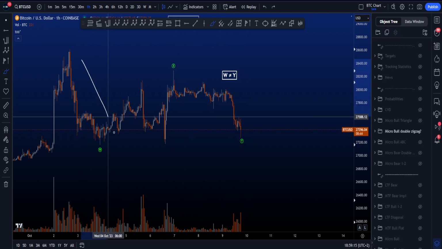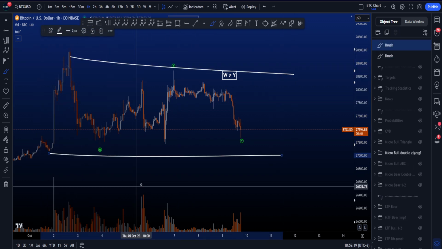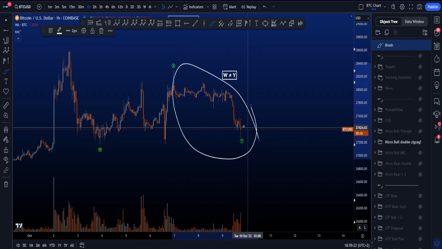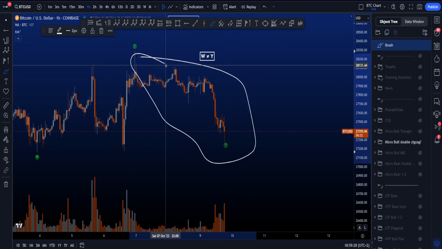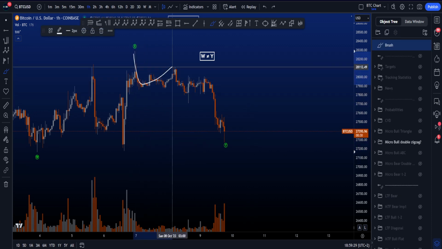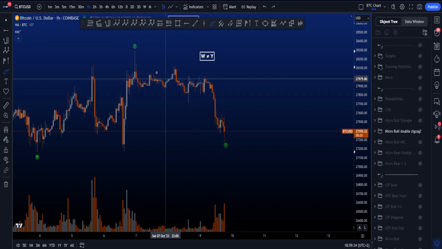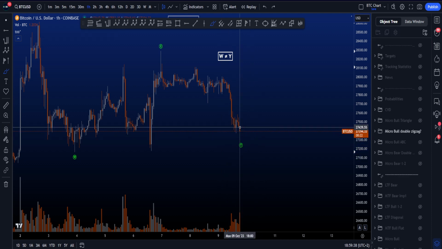Now, because wave W is a zigzag, wave Y in a sideways double combo WXY scenario is not allowed to also be a zigzag. Besides, counting a zigzag over here is incredibly difficult. This over here is a zigzag, potentially for maybe then a flat in a wave Y, because if wave W is a zigzag, wave Y can be a flat or a triangle.